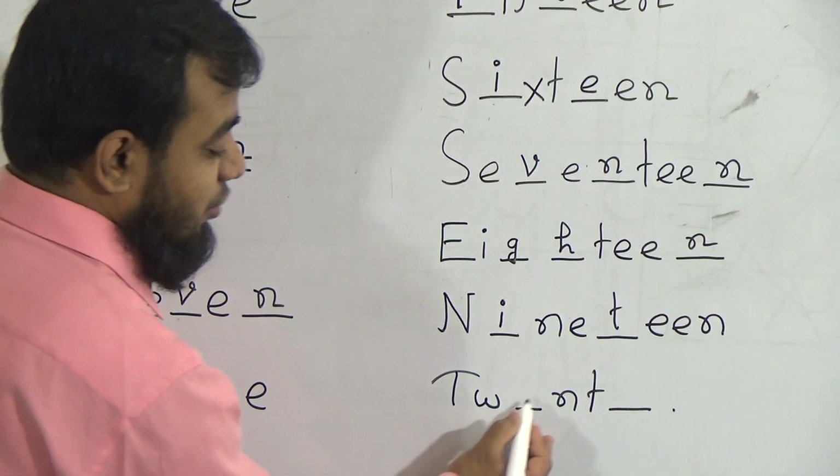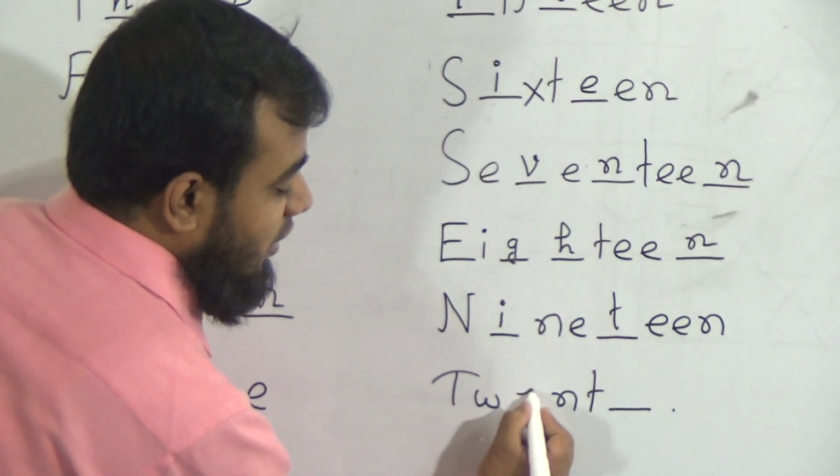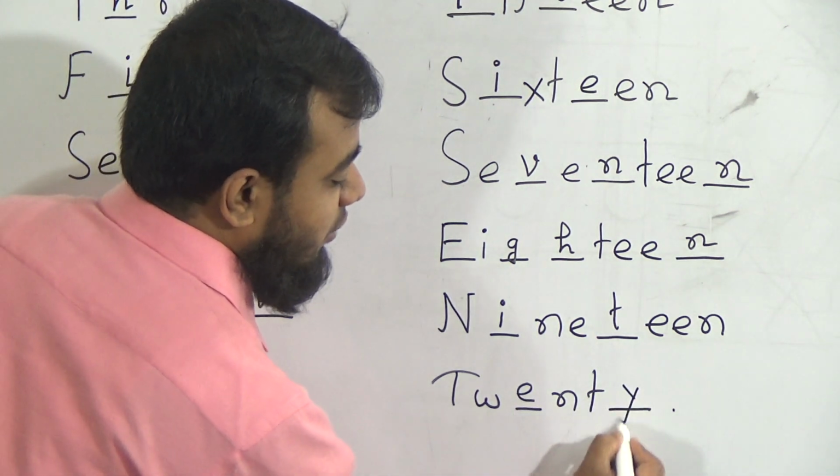It is 20. T-W-E-N-T-Y. Then it should be a word. Okay, 20, T-W-E-N-T-Y. It should be 20.